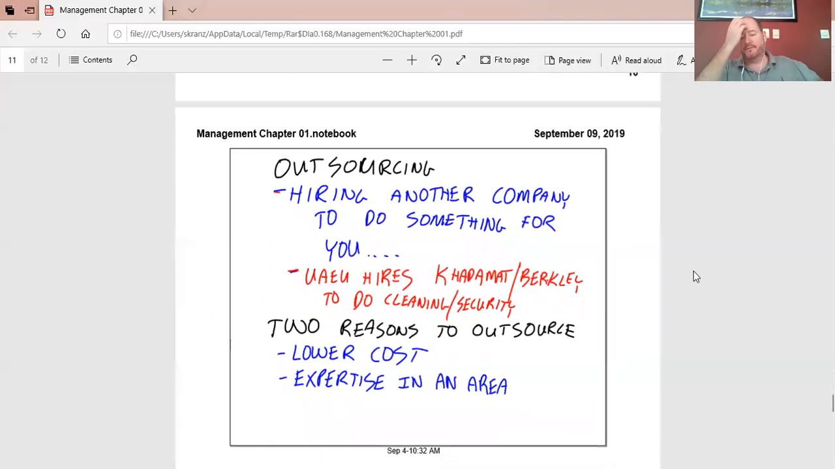The term outsourcing. Outsourcing is important. I can guarantee you any test that I have is going to have the word outsourcing on it because you need to know this term.